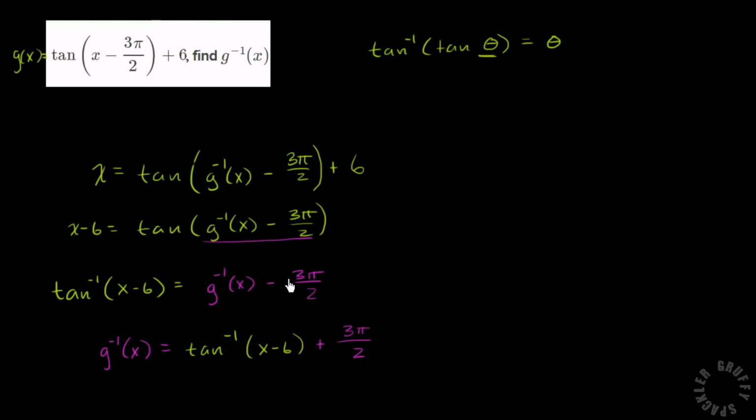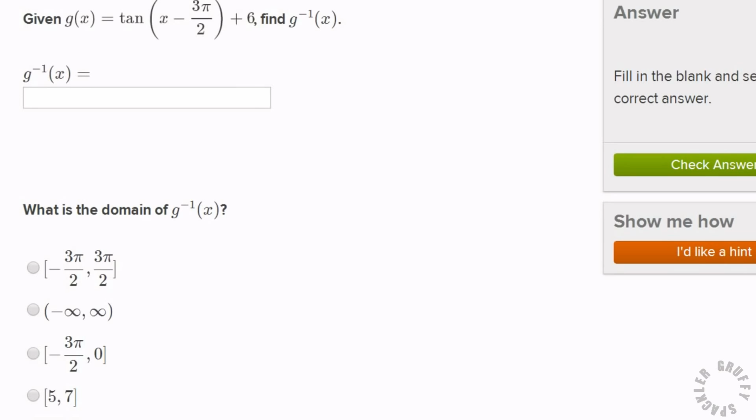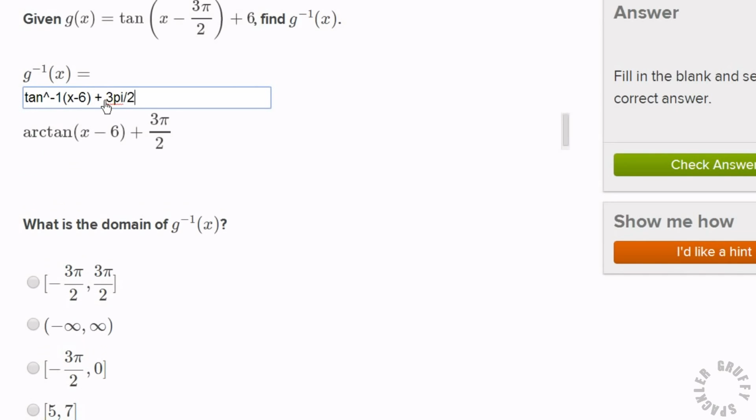So let me actually type that in. Let me see if I can remember it, because I'm about to lose this on my screen. So inverse tangent of x minus 6 plus 3 pi over 2. So let me write that down. So g inverse of x is going to be the inverse tangent of x minus 6, plus 3 pi over 2. And it did interpret it correctly.